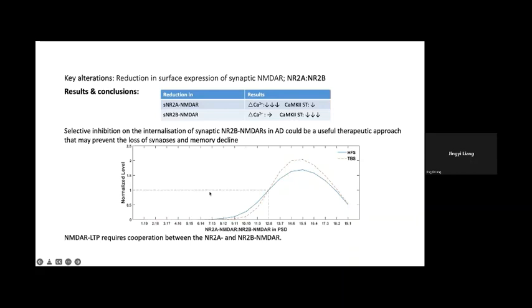Also, we have changed the ratio between these two types of receptor. And simulation with different ratios suggests that although a high number of the NR2A type of NMDAR is very important, we still need some number of the NR2B type of receptor to finish the downstream event. So these are the results of our simulation.